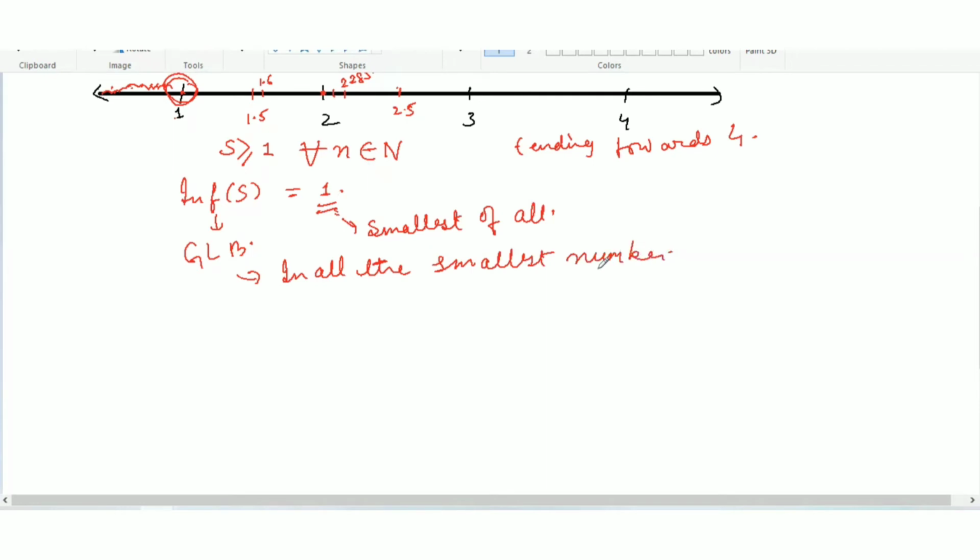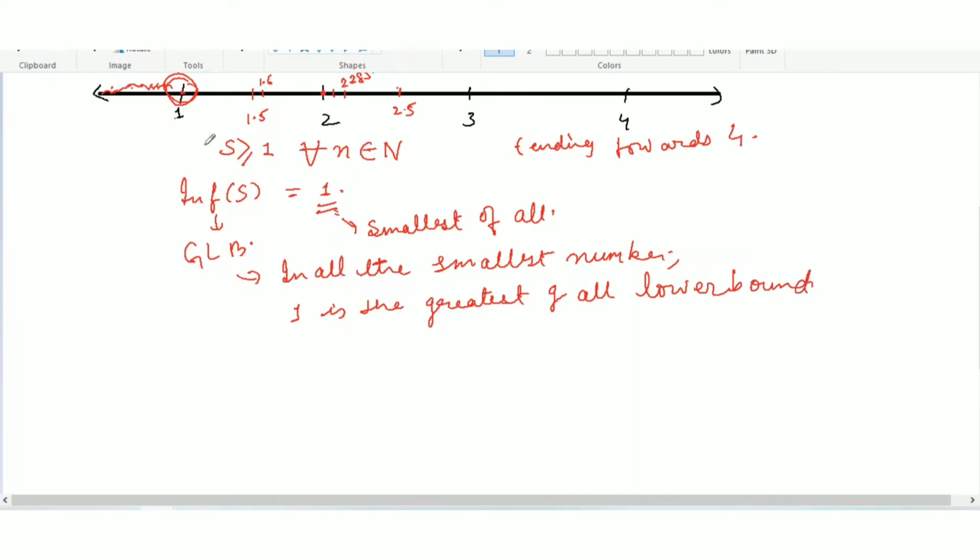So whatever lower bounds are here, 1 is the greatest of all lower bounds. So the infimum of S is here 1.